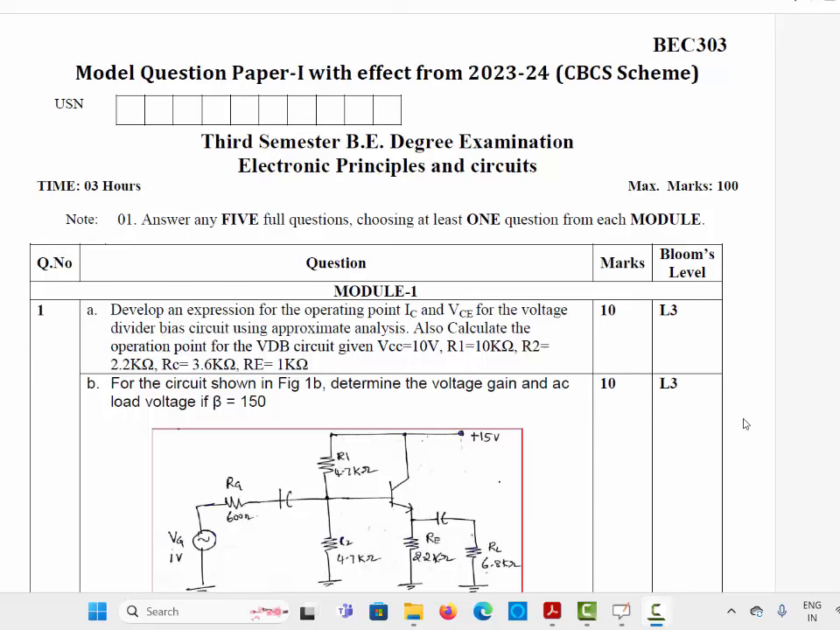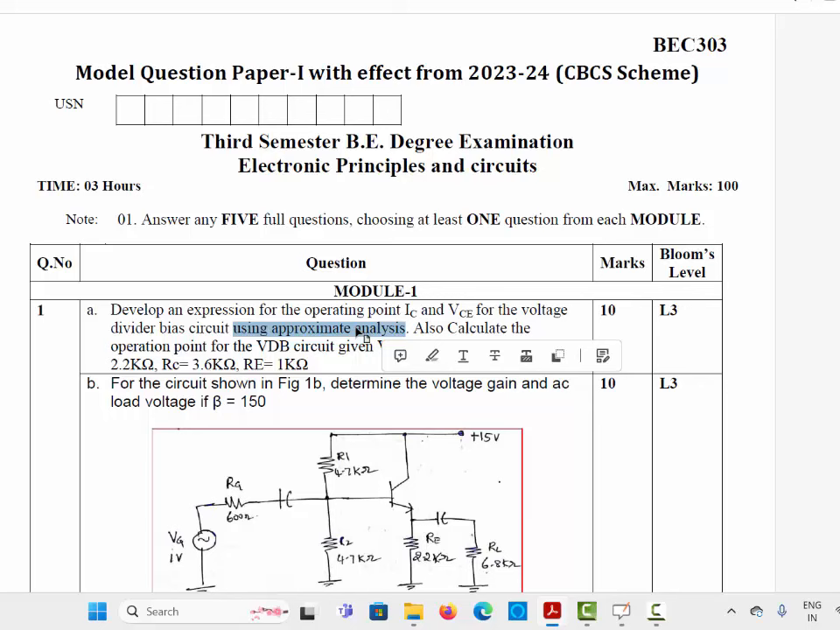Hello students, now we are going to see the solution of the model question paper for the subject Electronic Principle and Circuits. So the first question is, develop an expression for the operating point IC and VCE for the voltage divider bias circuit using approximate analysis. So here they have mentioned the type of analysis.